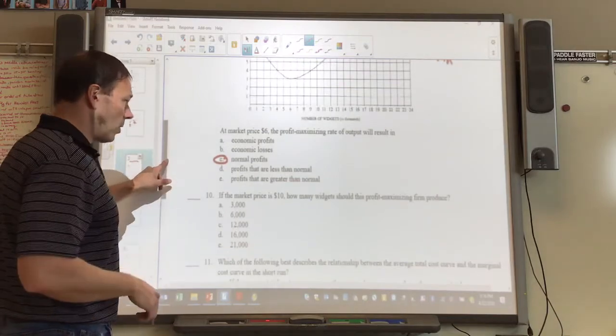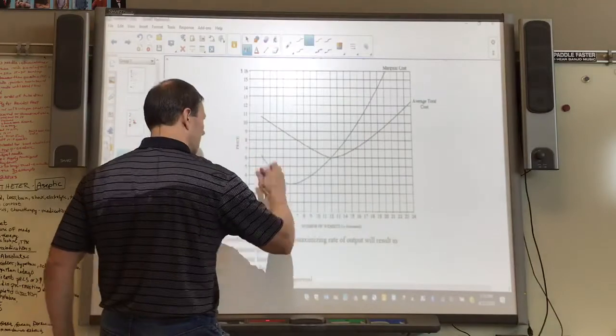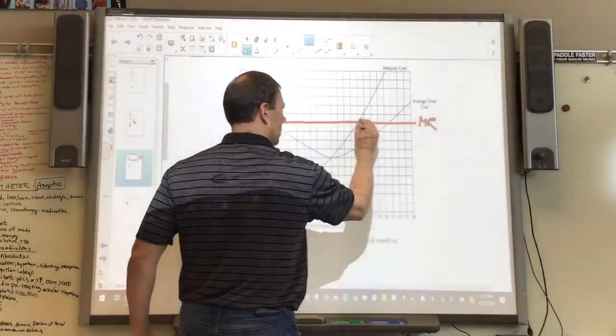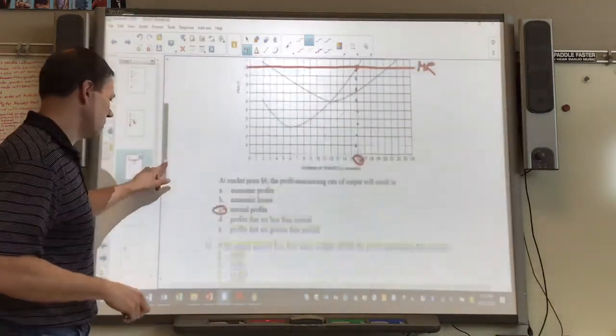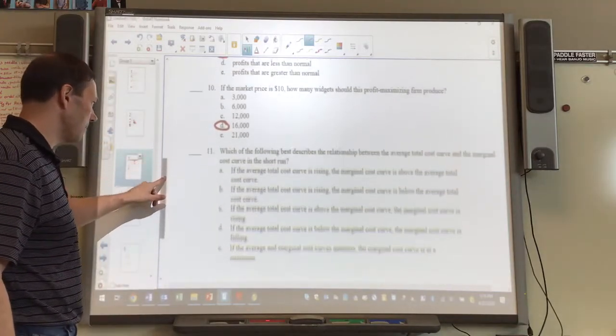And then if the market price is $10, how many should they produce? Well, at $10, if that's our MR curve, MR in demand, you should produce 16. Of course, it's in thousands, so that would equal D, 16,000. So number 10 is D.